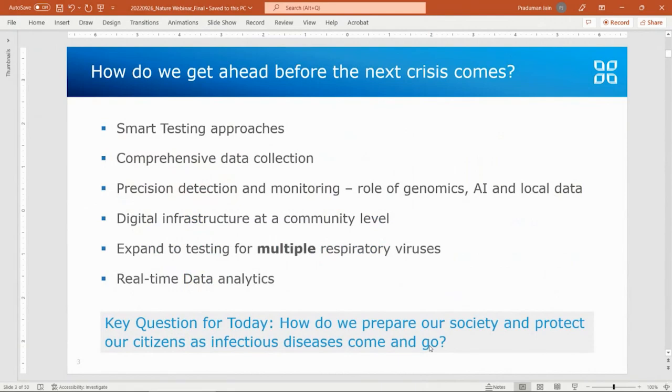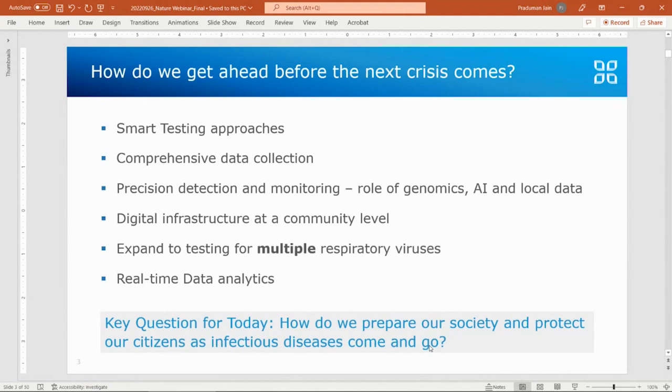As researchers, we always want to be thinking about how we get ahead before the next crisis comes. These are some of the areas that the research community has been working on through smart testing approaches, which we have heard a lot about in the last 3 years. We have heard less about comprehensive data collection. That's one area we want to be focusing on. We also want to talk about precision detection and monitoring. What's the role of genomics and AI and local prevalence data? And how do we combine these data sets?